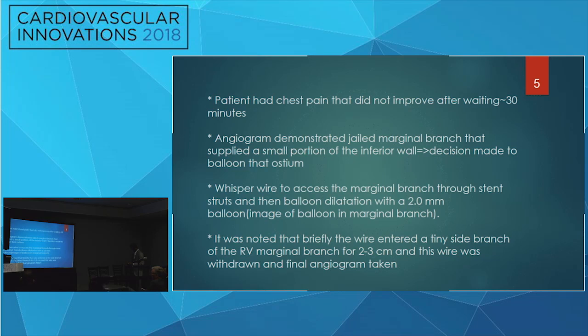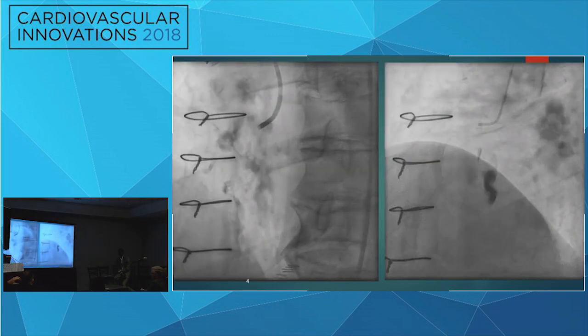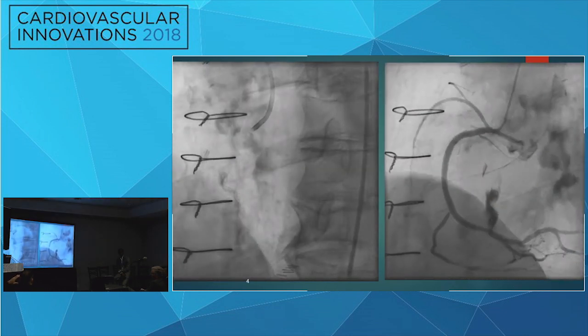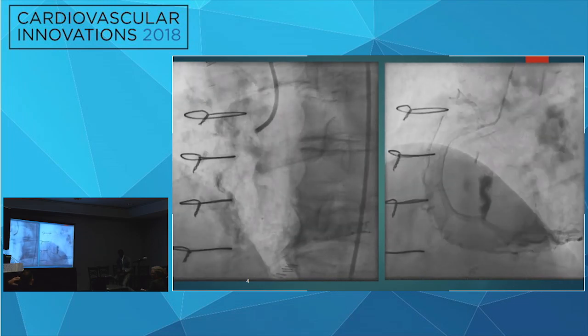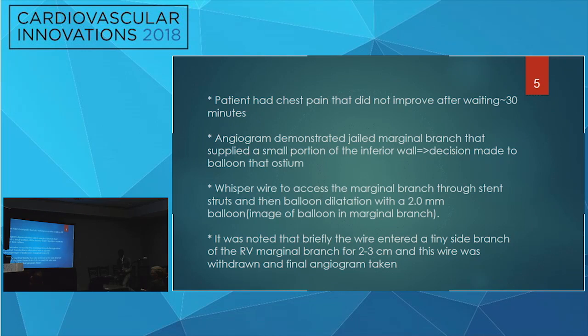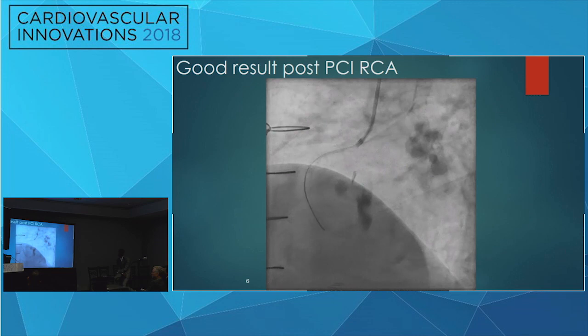So we noticed while doing the procedure, with the whisper wire to access the marginal branch, we had to go through the stent struts, and we did balloon dilatation with a 2 millimeter balloon. And so the wire briefly entered the tiny side branch, not the main marginal, but you can see the side branch that's starting above from the marginal branch right here. The wire entered that branch almost 2 to 3 centimeters, and this wire was withdrawn, and we took a final angiogram picture.